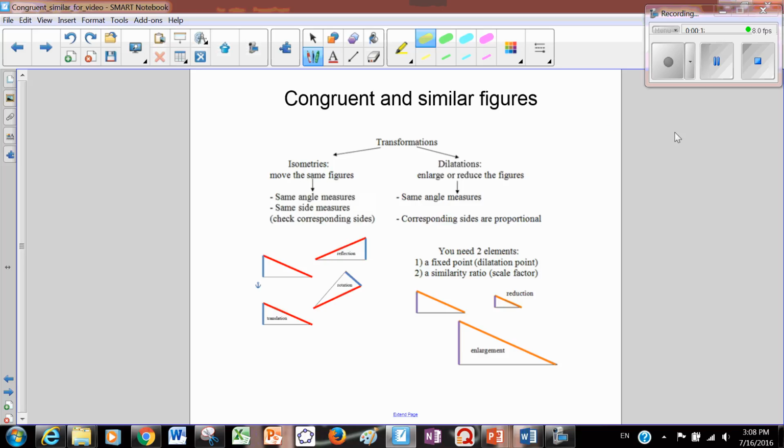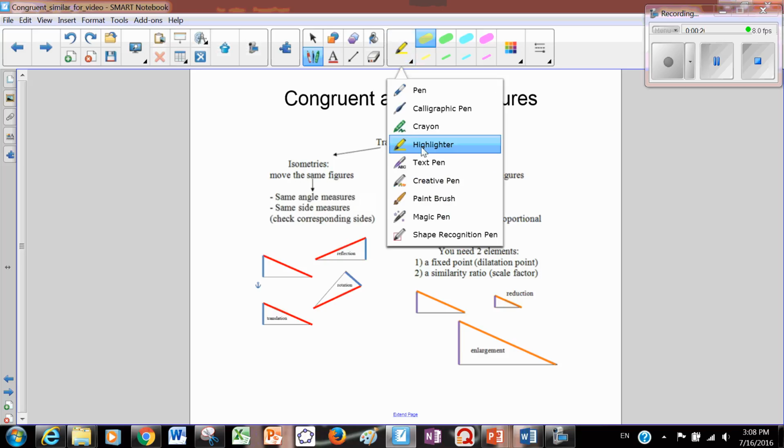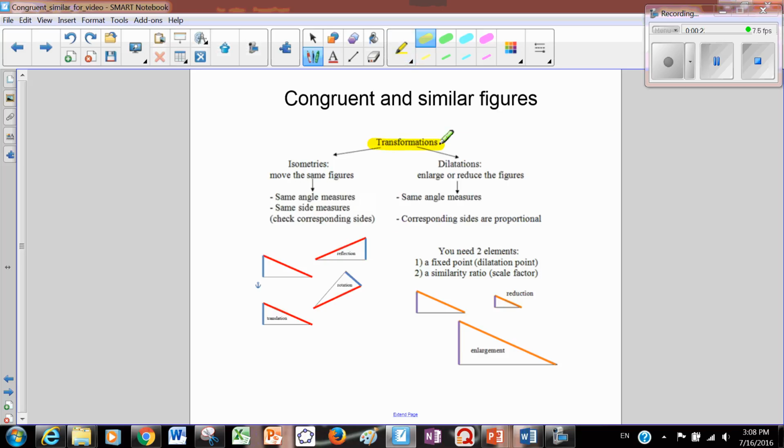When we talk about congruent and similar figures, you have to think about transformation. So we can do two types of transformation, isometries or dilatation. Isometries will move the same figure. Iso means same and metry means measure. So when we move the same figures, we're going to have the same angle measures and the same size measures as well.